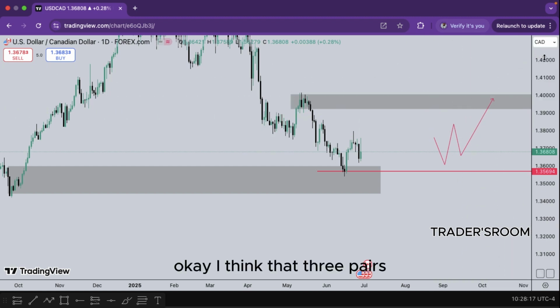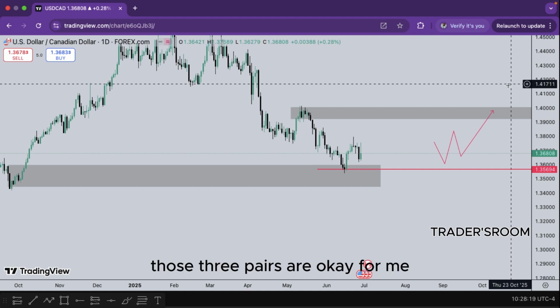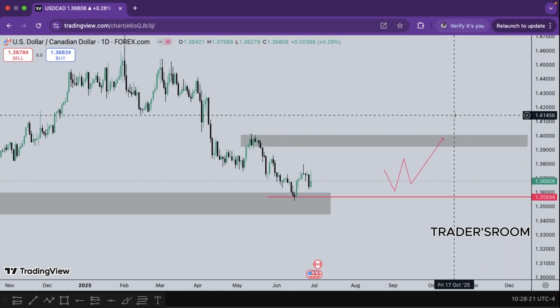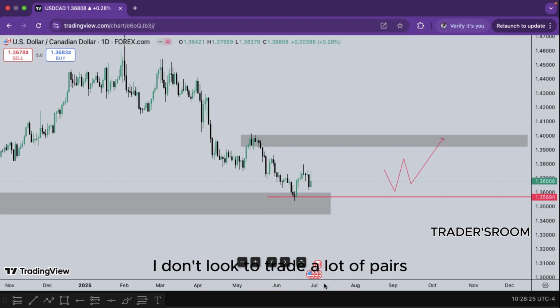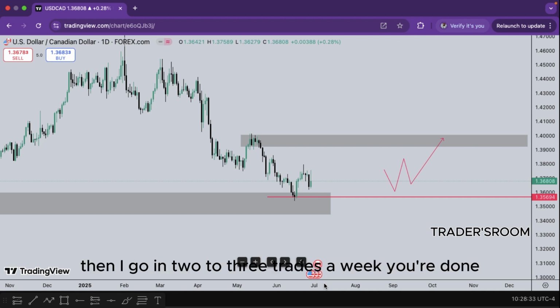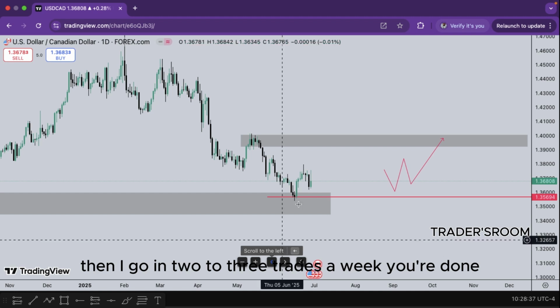Okay, I think those three pairs are okay for me. For now, I don't look to trade a lot of pairs or do a lot of execution in the market. I just go for my high probability setup, then I go in on 2 to 3 trades a week. You're done.